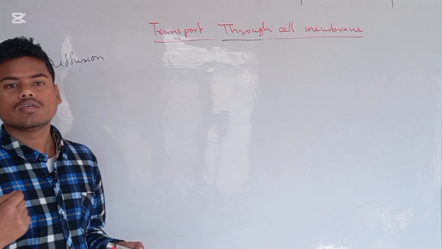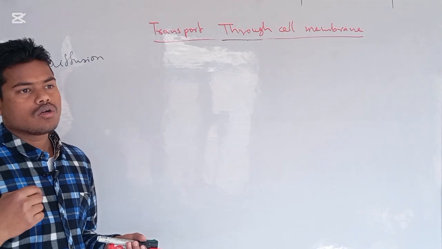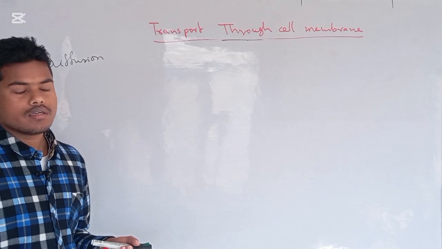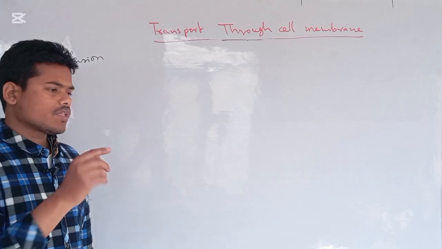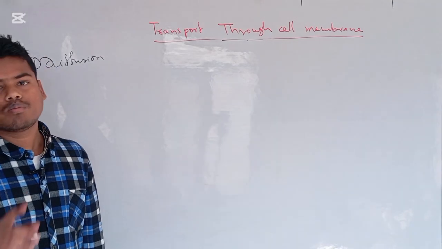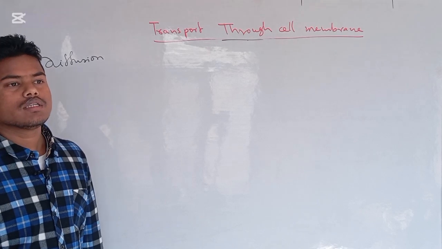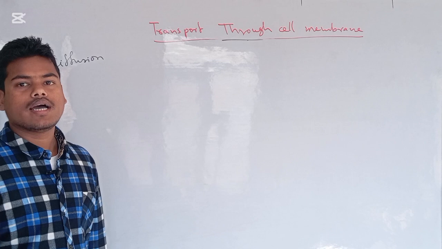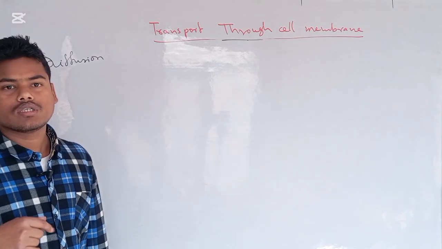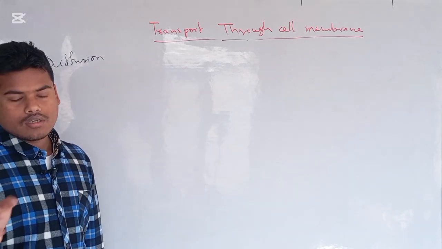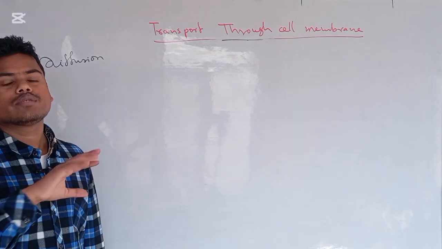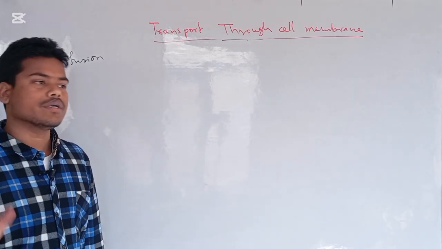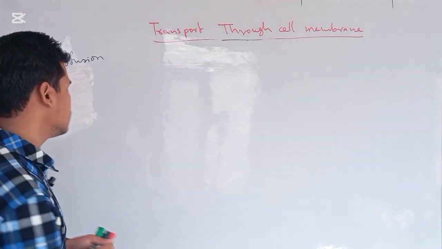We inhale oxygen, and that oxygen will be transported first in the pulmonary vein, and from the pulmonary vein it will go into the left atrium, left ventricle, and then systemic circulation. Through systemic circulation, the oxygen will be transported throughout the cells of the body. How does this occur? Let's see.